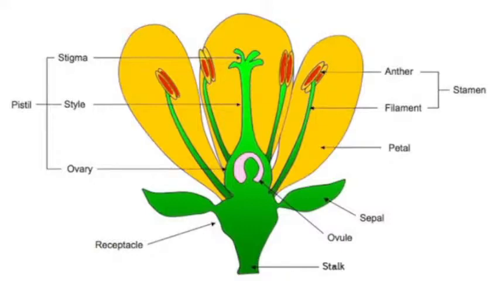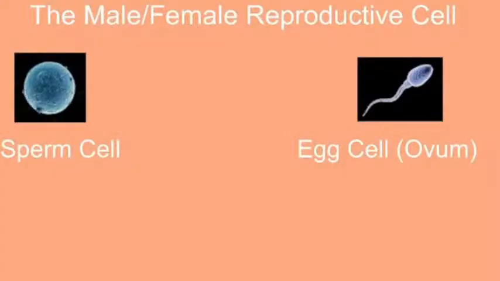Now, our next lesson is about the male and female reproductive cell. The male reproductive cell is the sperm cell, and the female reproductive cell is the ovum, which is known as the egg cell.